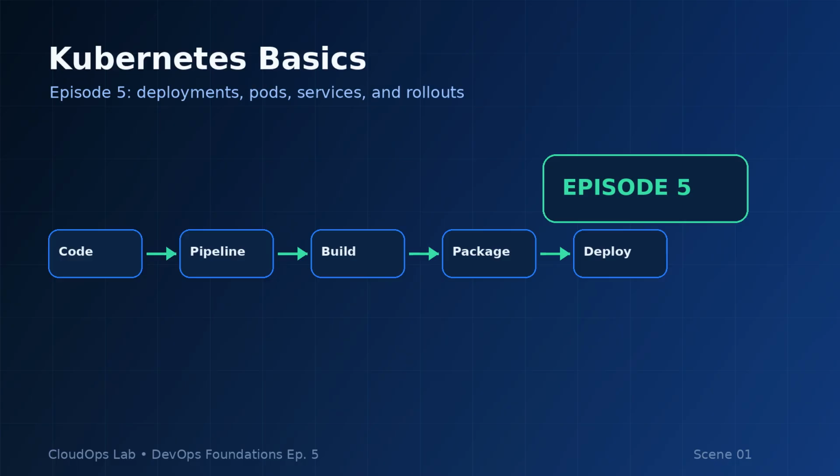Kubernetes can look intimidating at first because it has many objects, many commands, and a lot of new vocabulary. But for beginners, the core idea is simple. Kubernetes is a platform for running containers and keeping them in the state you asked for. You describe the desired state. Kubernetes works to make the actual state match it.